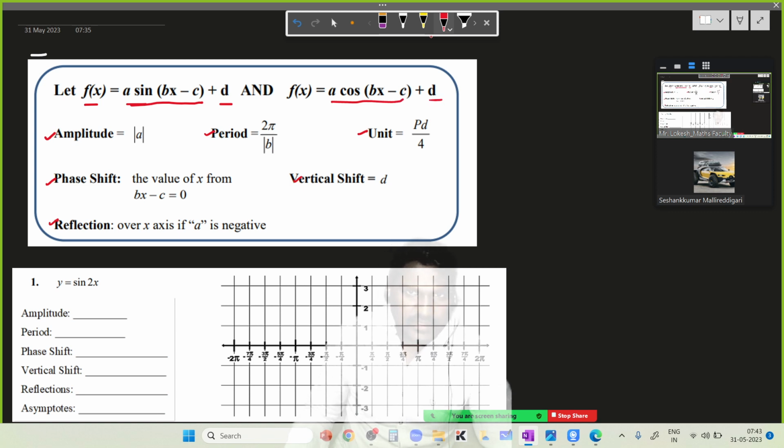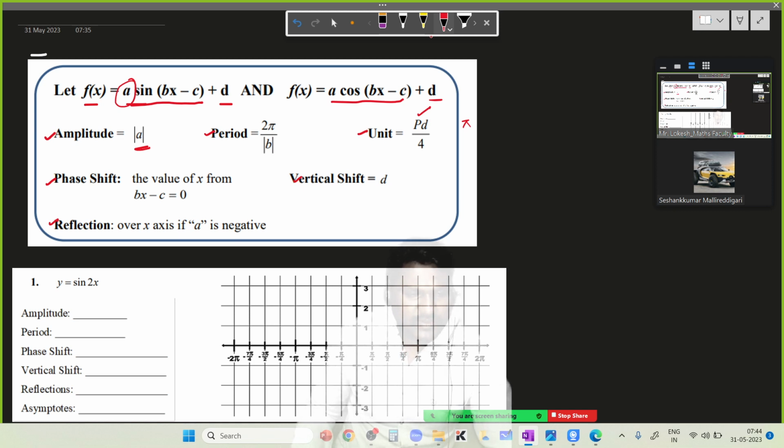Now, whether it is a sine function or a cos function, the values will not change. Amplitude will be the absolute value of a. That means the coefficient present here, we take the absolute value of a, and the period will be 2 pi by b, 2 pi by mod b, and the unit will be pi d by 4. Here it is written as p, and we can take it as pi also. Okay, pi d by 4.